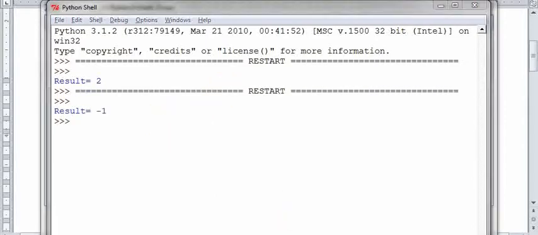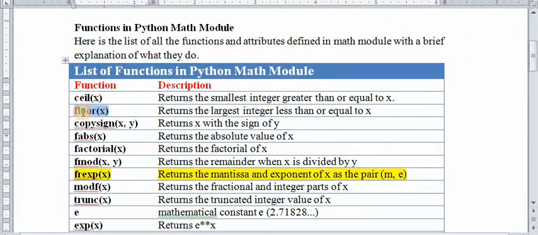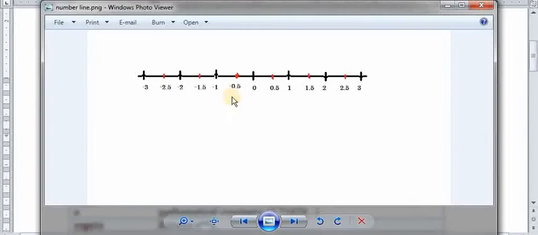Now the next function is the floor function, just opposite to the ceil function. Ceil returns the greater value and floor returns the smaller value. It returns the largest integer less than or equal to x. So in the case of the floor function, it returns the left hand side value. If you use the floor function with minus 0.5, it will return minus 1, the left hand side value. If you use minus 1.5, then it will return minus 2.